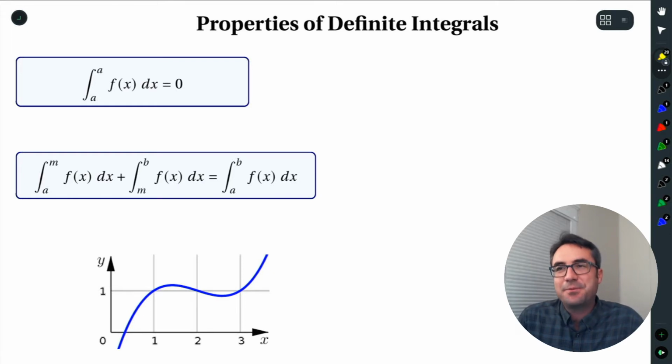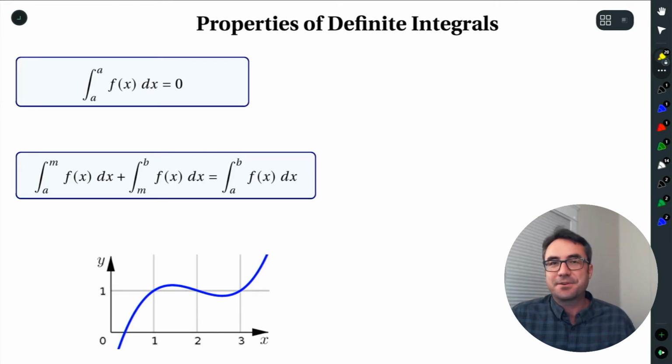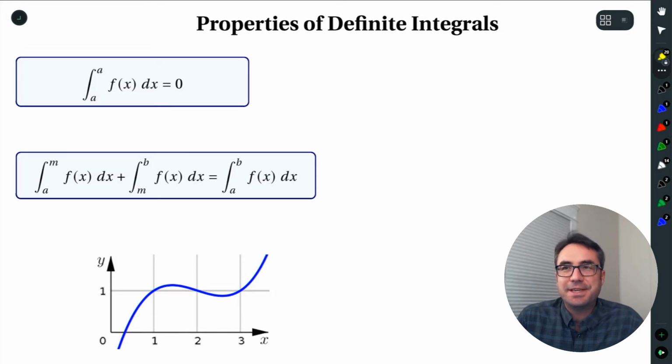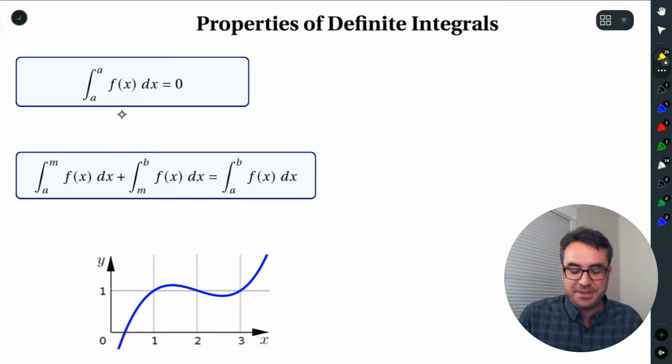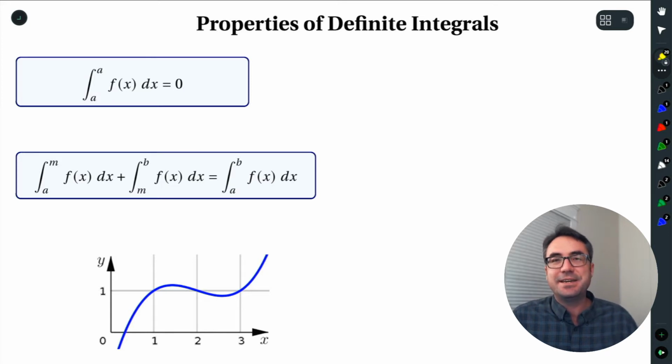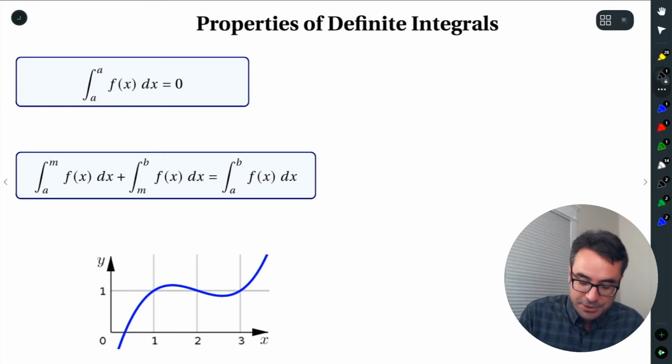All right, so now that we're starting to think of definite integrals in terms of area, we can actually go back to some of our properties of definite integrals. We've seen these before, but let's now revisit them with this idea of area. So let's suppose we're going to integrate a function f of x from a to a, where the upper limit and the lower limit here are equal to each other.